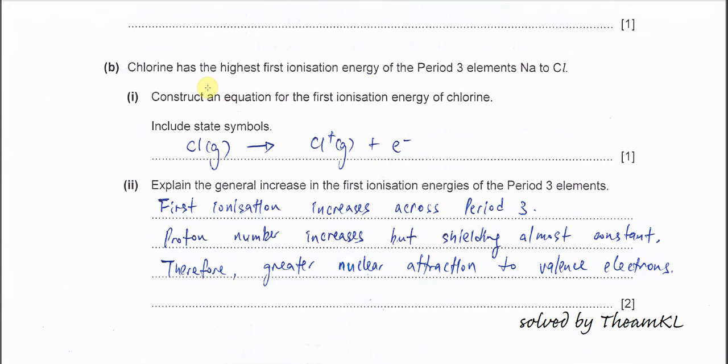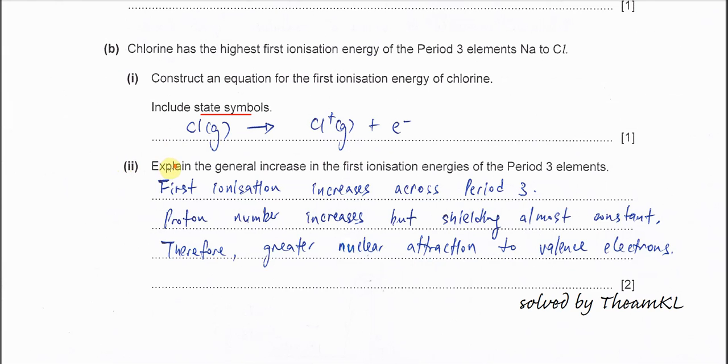Part B. 1. Construct the equation for the first IE of chlorine. It must be a gaseous atom of chlorine, so one mole must be put, and it's in gaseous form. Make sure it's an atom, to form 1 mole of this gaseous ion, and of course release 1 mole of electrons. So it must be 1 mole of gaseous atom to form 1 mole of gaseous ion, releasing 1 mole of electrons.